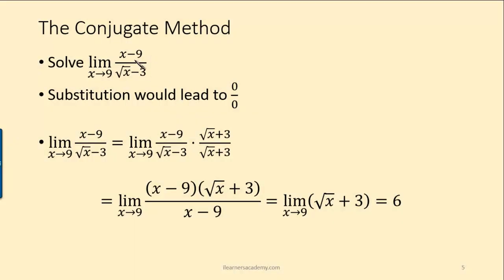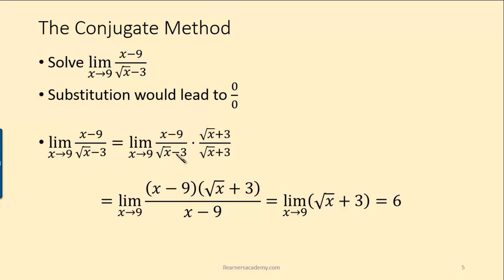Once again, direct substitution would lead us to this indeterminate form. What we can do in this case is multiply both the numerator and denominator by the conjugate of the denominator. So the conjugate of square root of x minus 3 is the square root of x plus 3. Note that this expression here is equivalent to 1, and so if we multiply something by 1, the result is going to be an equivalency.